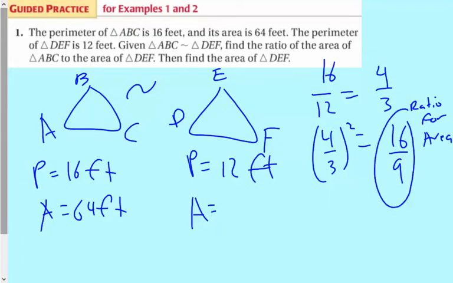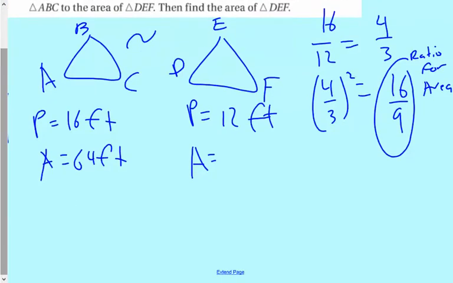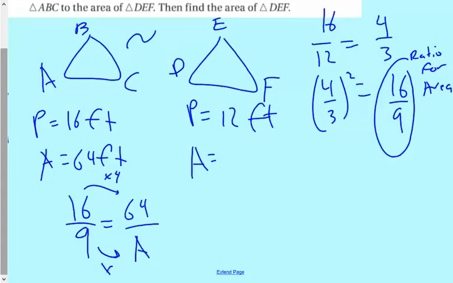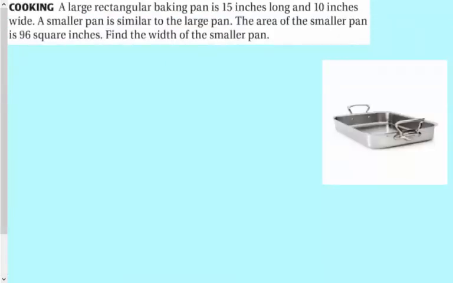Okay, so I have the first part done, then find the area. So the smaller one. I'm going to use the ratio that I just discovered: 16 over 9 equals 64 over A. And you can cross multiply here, but I just noticed that this is times 4. So I'm just going to do this times 4. 16 times 4 is 64. 9 times 4 is 36. There you go. So, fun problem there.